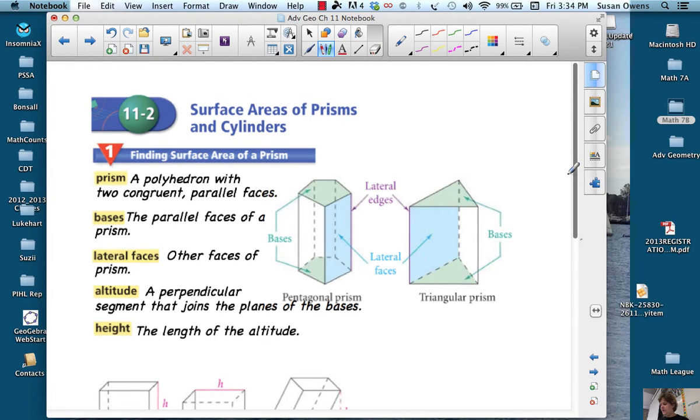The altitude is a segment that joins the planes of the bases, and if we find the length of that segment, it's called the height. A lot of students think altitude and height mean the same thing. They don't technically mean the same thing because the altitude is the segment itself and the height is the length of the segment.